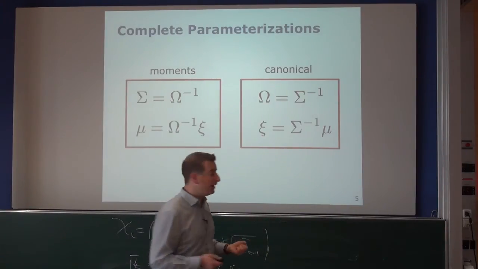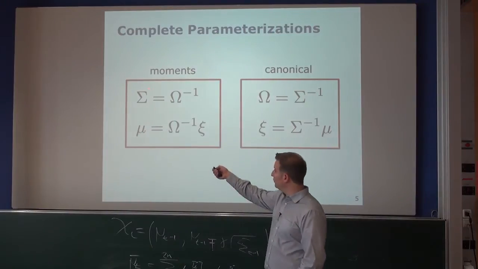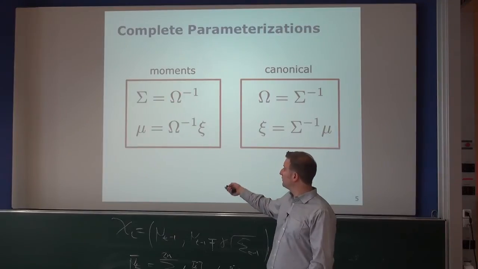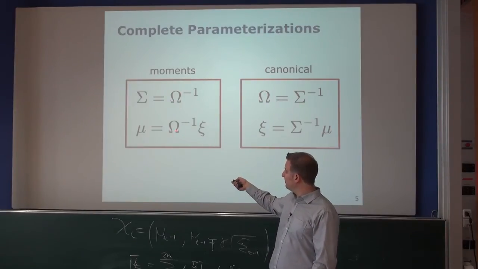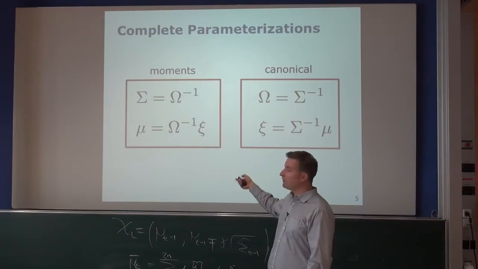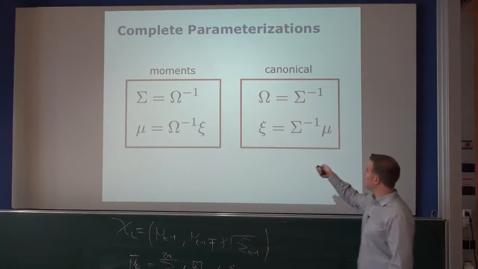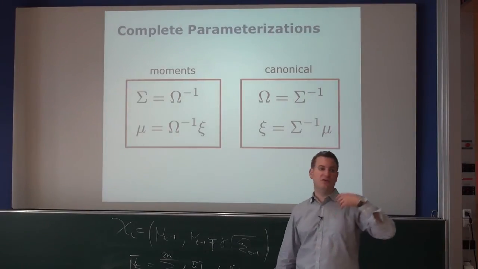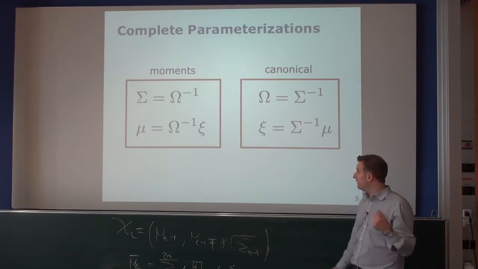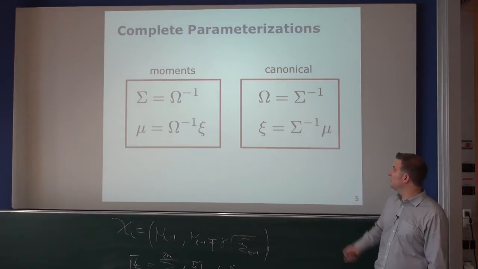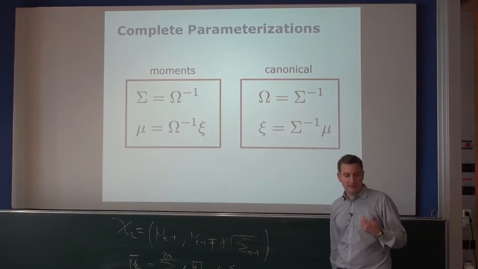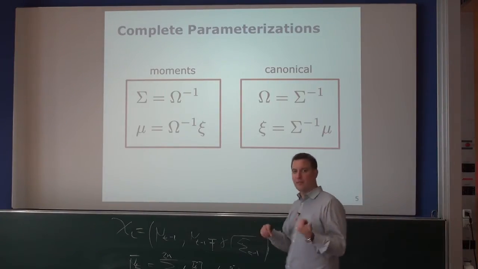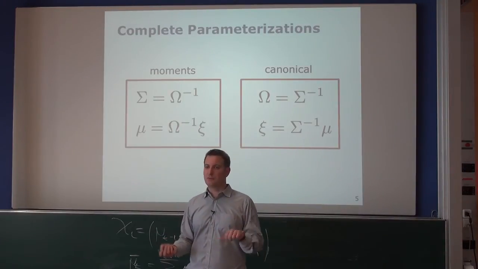If you want to compute your moments, so your covariance matrix and your mean, you just need to invert the information matrix and multiply the inverted information matrix, so the covariance matrix, times the information vector. And the other way around, if you want to compute omega, the information matrix, you just need to invert the covariance matrix. And if you want to compute the information vector, you just need to multiply the information matrix times the mean. So you can convert back and forth between both representations.